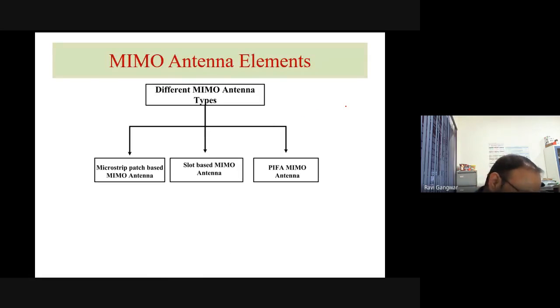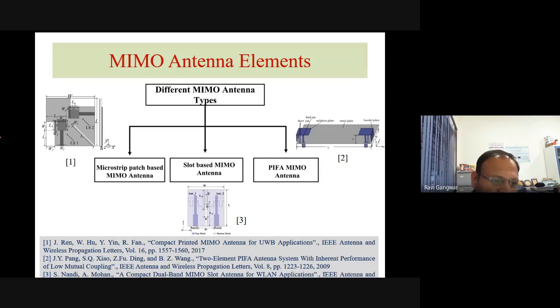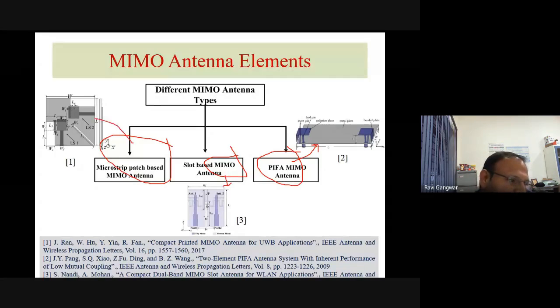Now, if we go to the current literature, we have MIMO antennas that use microstrip technology, slot technology, and PIFA technology. These three are basically the most studied types of antenna elements in today's world, and each antenna has its own advantages and disadvantages. This is totally based on your application and requirement, which antenna element you are going to select.